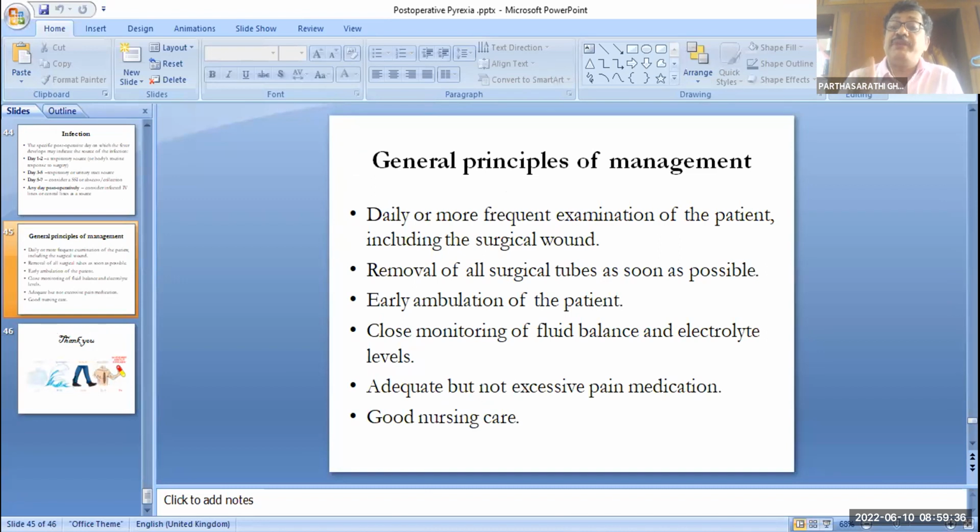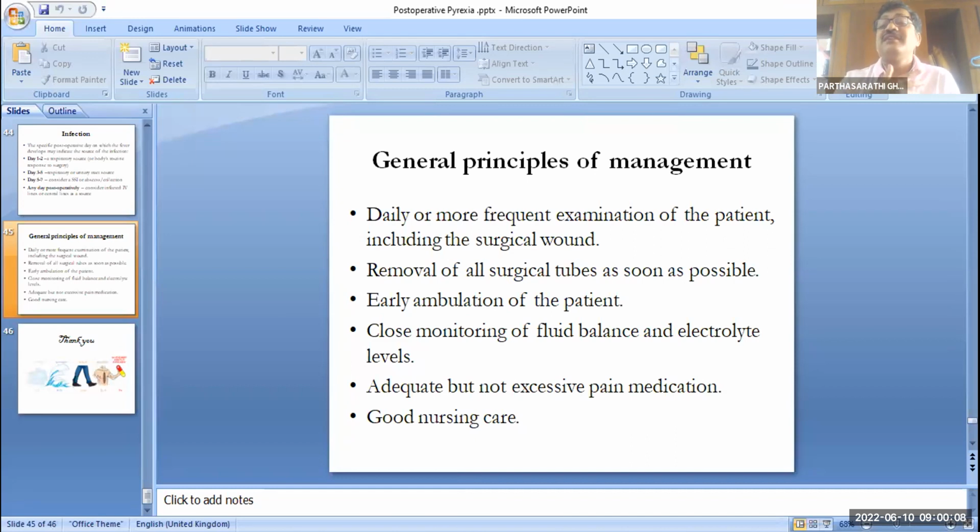Early ambulation of the patient, because I have already told that prevention of post-operative complications is probably the best treatment available for post-operative complications. Close monitoring of the fluid balance and electrolytes, that we always do. Adequate pain management is absolutely necessary, and of course good care, that means good nursing care, that can avoid many post-operative complications that we have discussed.